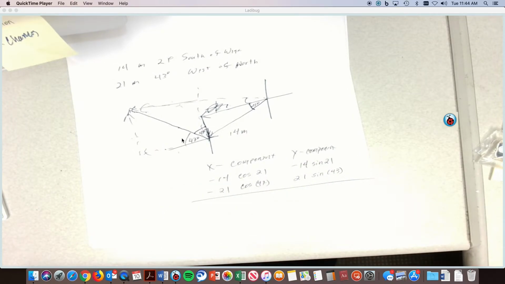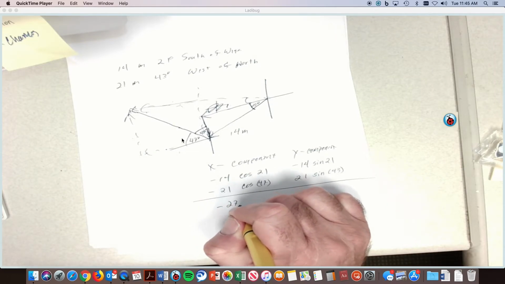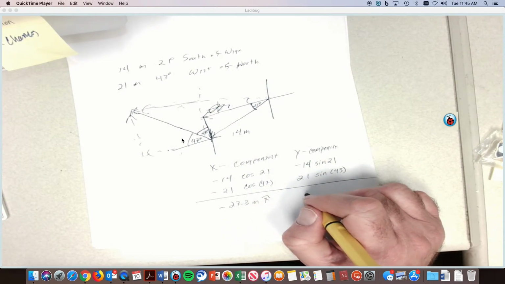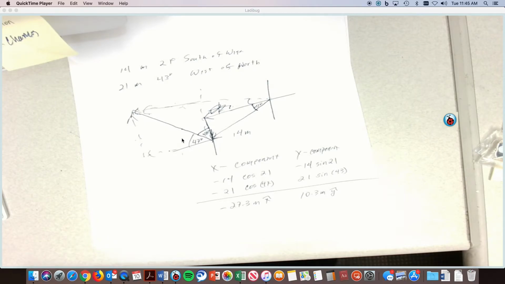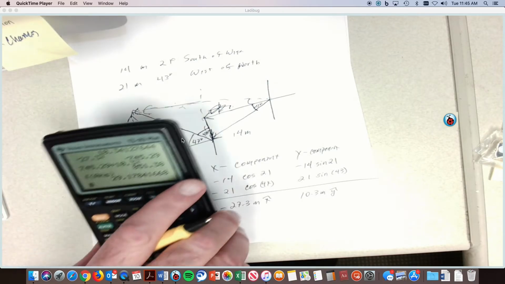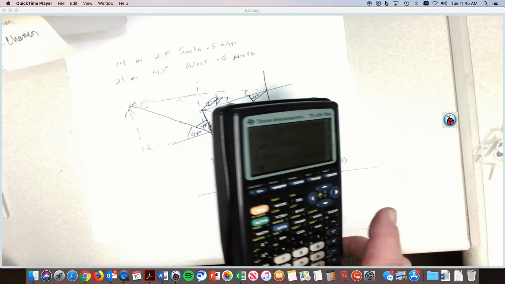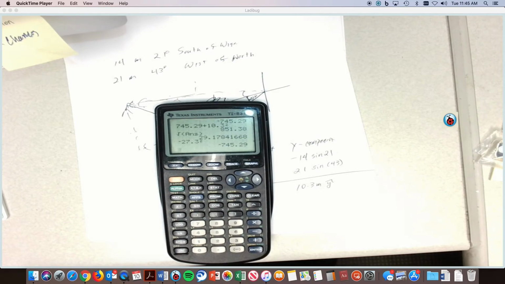You add these up. When you add these up, this comes to negative 27.3 meters in the x direction. And this comes out to be like 10.3 meters in the y direction. And you've got to be careful with your calculator. Watch what happens if I go negative 27.3 squared. My calculator is going to take the exponent first and then multiply by the negative. So you've got to be careful.